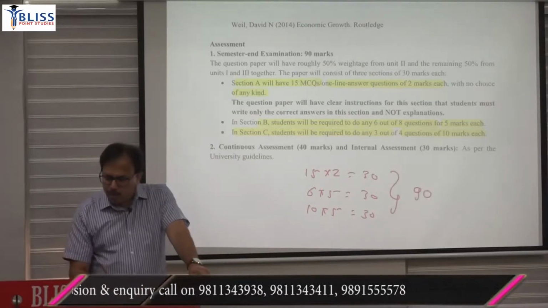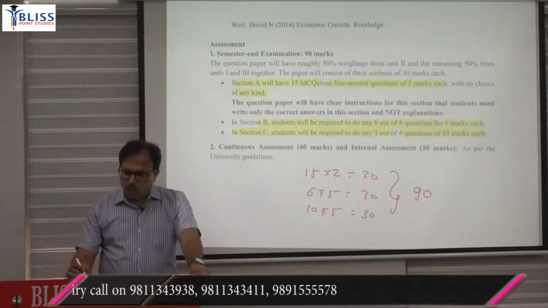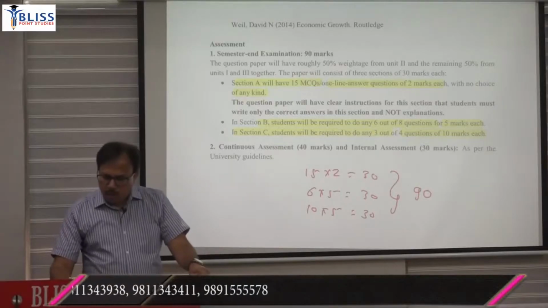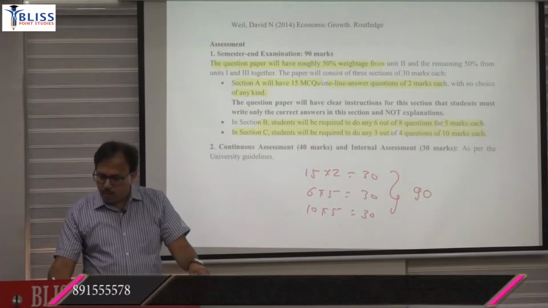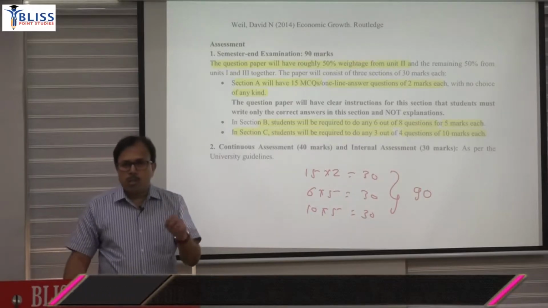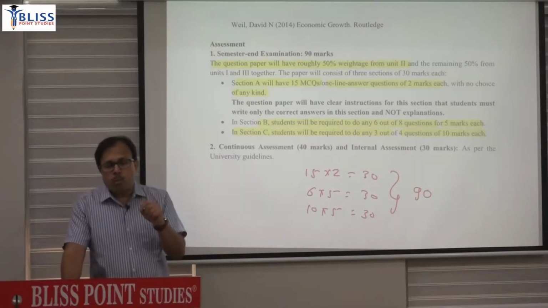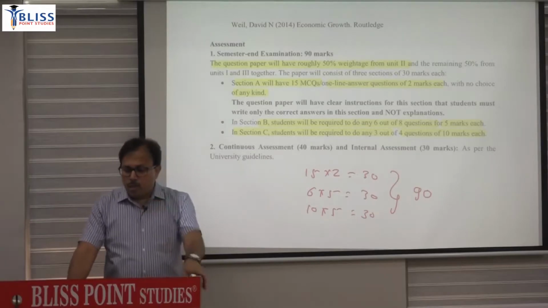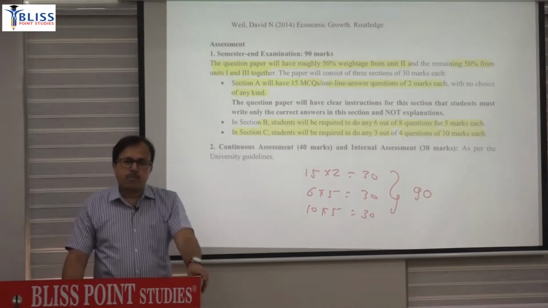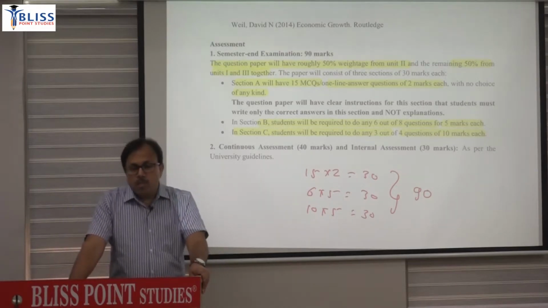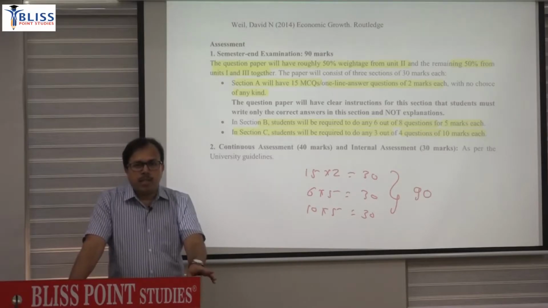ठीक है, 90 मार्क्स का ये पेपर होगा. And you can write one more thing. The question paper will have roughly 50% weightage from unit number 2, that is growth model, which include basically Solow model, Romer model, and so on. So 50% weightage is for unit number 2, and remaining 50% from first unit and third unit together. First or third together the weightage will be of 50, and the second unit itself will be 50.